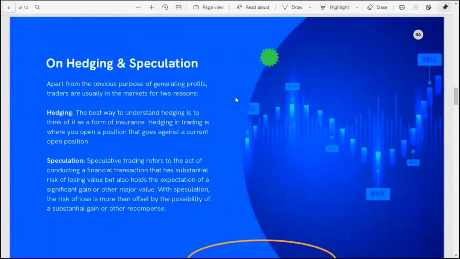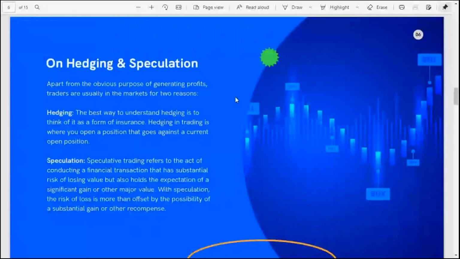That's how you're saving yourself from a lot of problems. That's the same way hedging is. Hedging when you're trading is basically when you open a position that goes against a current open position. Let's say you are buying gold and gold is going down.